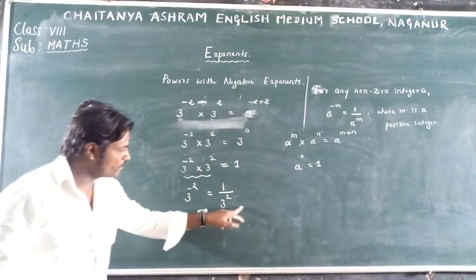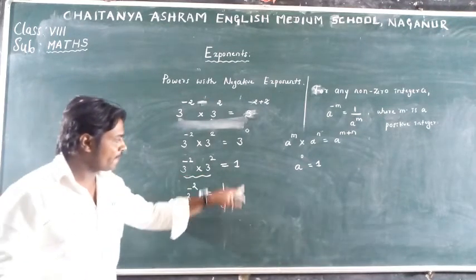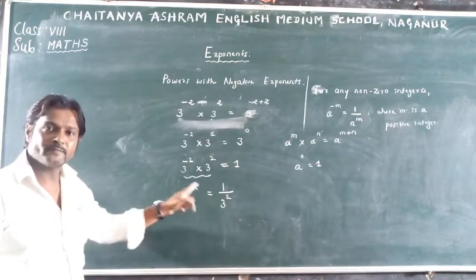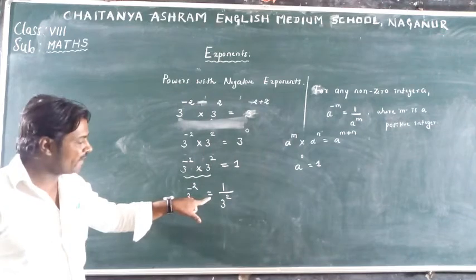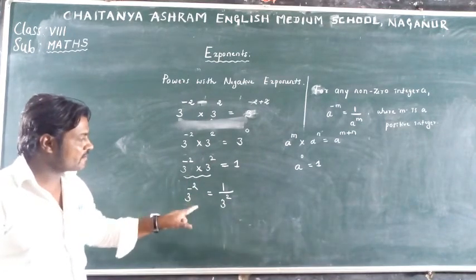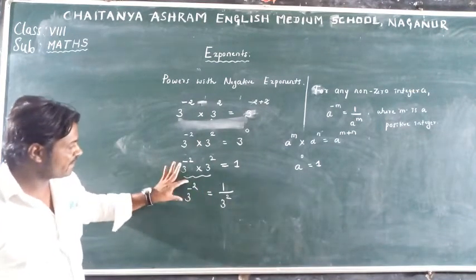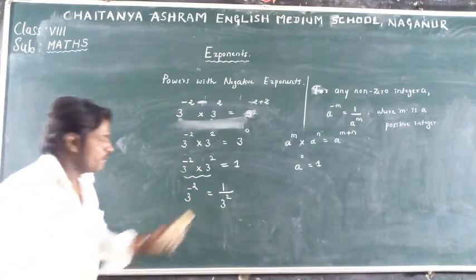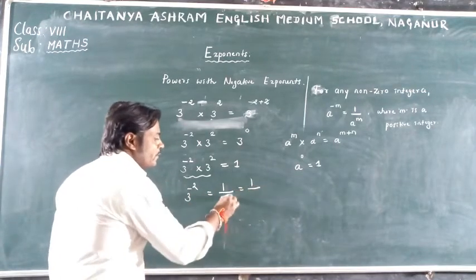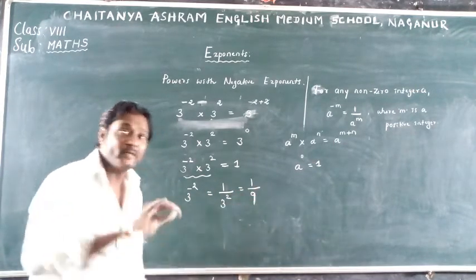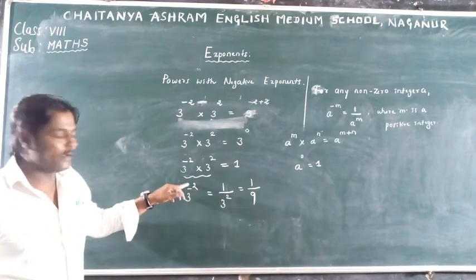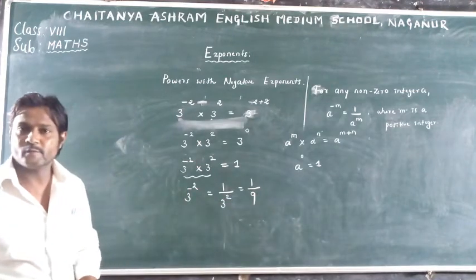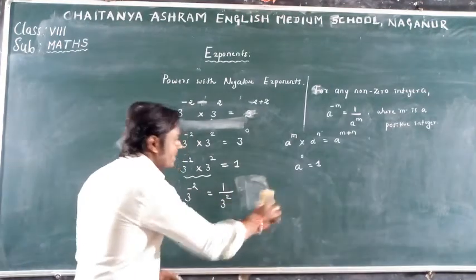Observe, dear children, the pattern. At last, observe this equality. What is your conclusion? This negative exponent is equal to 1 divided by the same exponent, but with a positive power. 3 squared is 9. So we conclude that 3 raised to the power minus 2 has the value 1 divided by 9. Let us take some more examples.